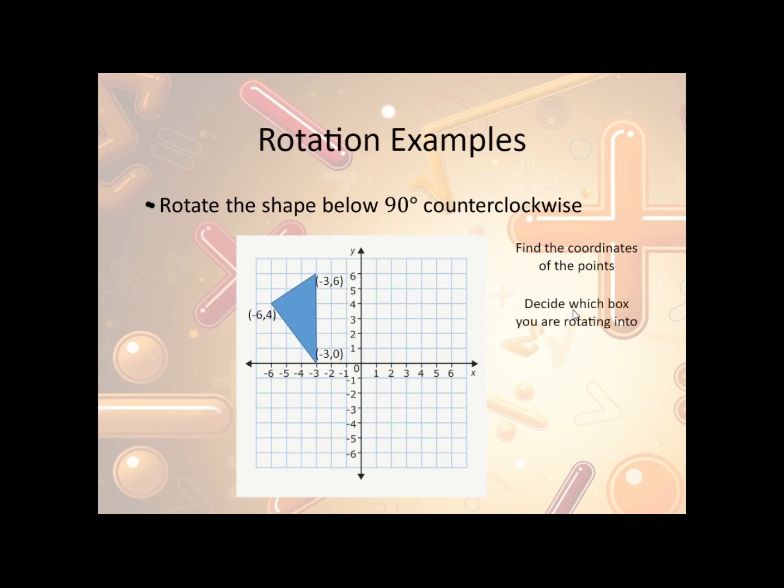Then we're going to decide which box we're rotating into. So we're going counterclockwise, so we're spinning this direction. And we're going 90 degrees. So everything should go from this box to this box.